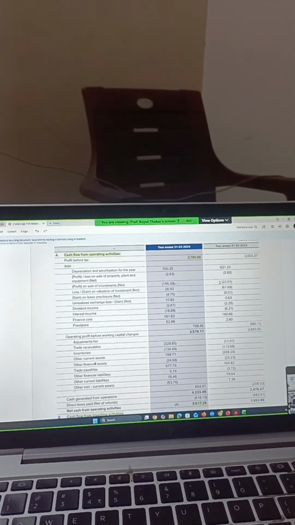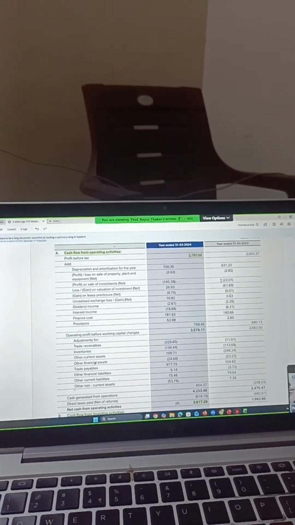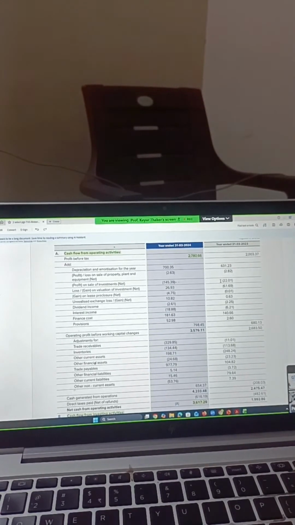But when we prepare the cash flow statement, we add it back because we want to understand how much cash we generated from the operations. Depreciation is not a cash entry. It is just an accounting for the depletion in the value of the assets. So you don't actually incur 700 crore of depreciation this year. You just accounted for it. You incur cash when you acquire the asset, and every year you are simply accounting for the depletion in the value of assets.